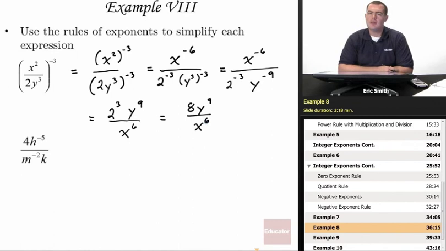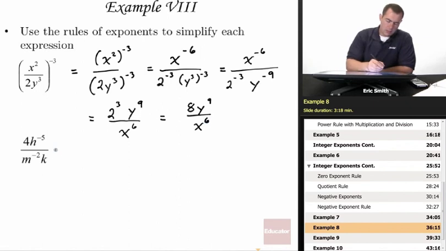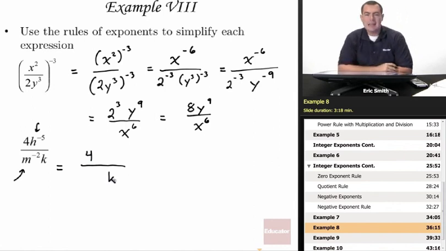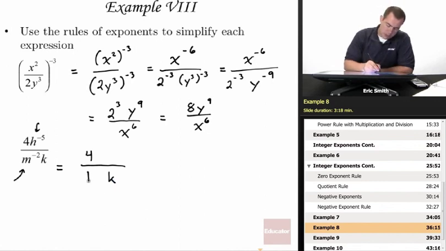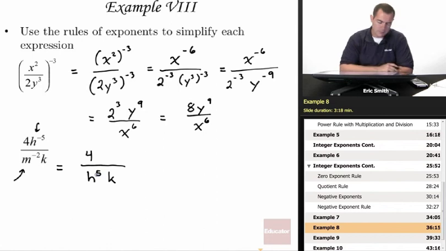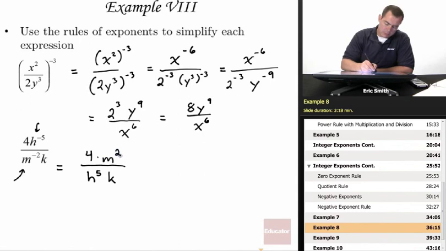This one is 4h to the negative 5th all over m to the negative 2 times k. So I don't see a whole lot of rules in terms of spreading things out over multiplication, but one thing I do want to do is take care of those negative exponents. So I have one of them up here on the h and another one here on the m. Let me first write down the things that do not have negative exponents, since they'll be in exactly the same spot. The h to the negative 5th, I need to put that in the bottom as h to the 5th. And the m to the negative 2, it now needs to go to the top as m squared.